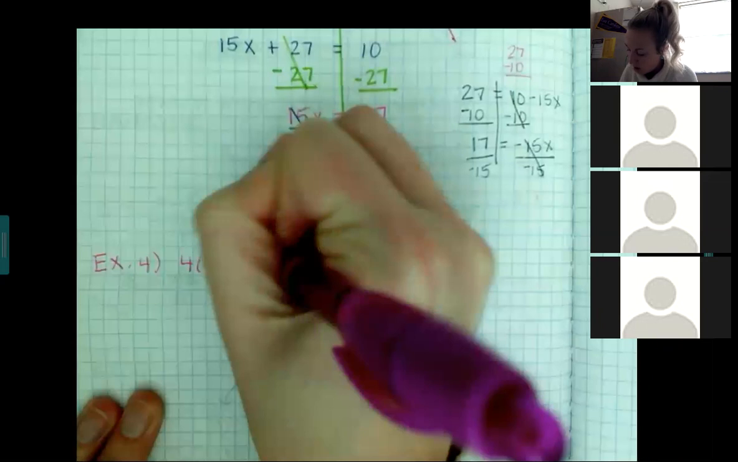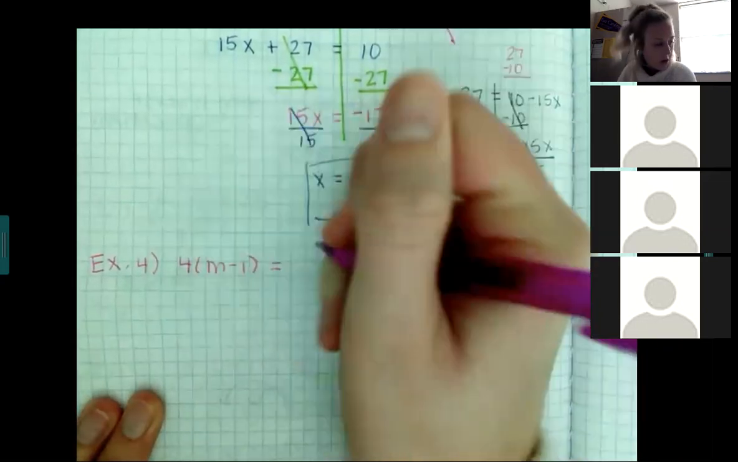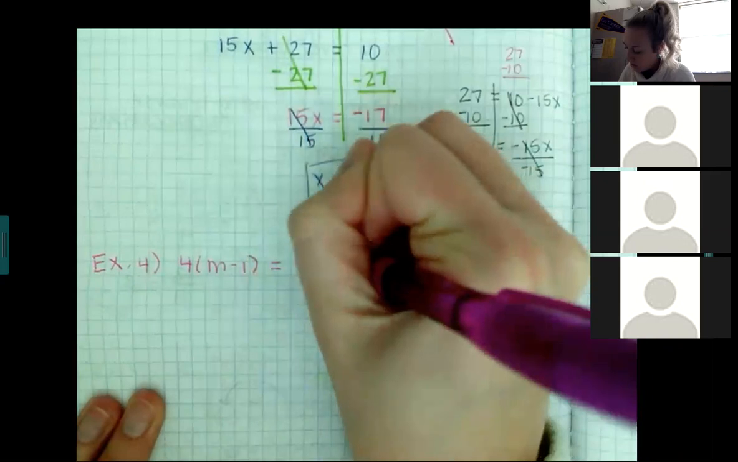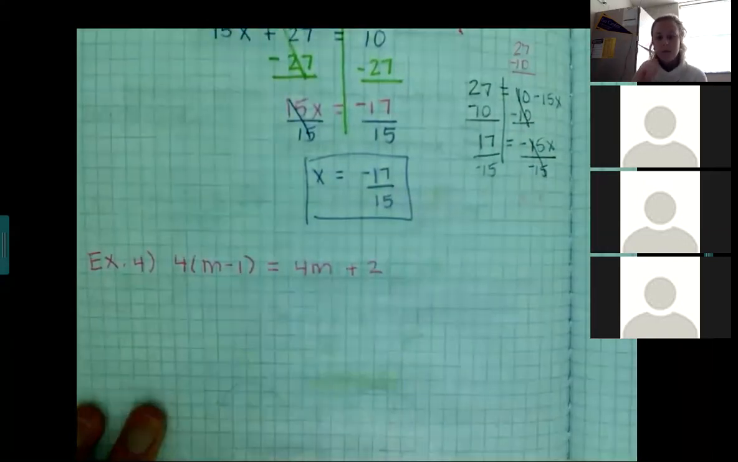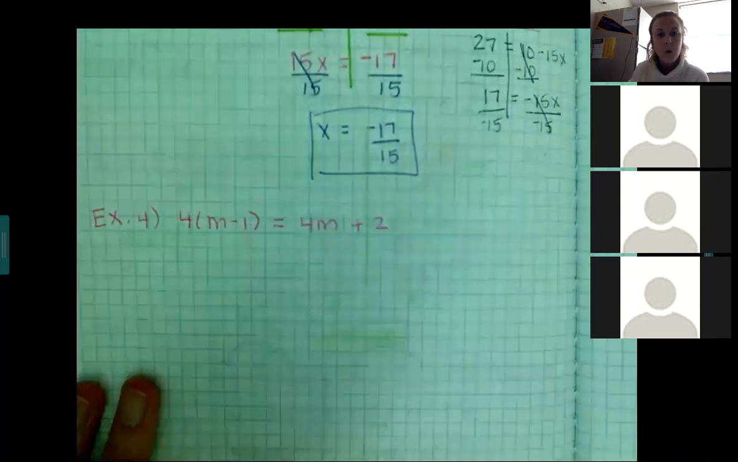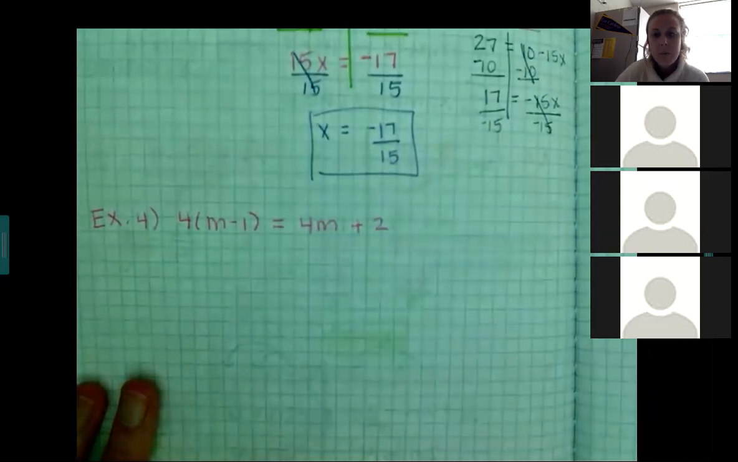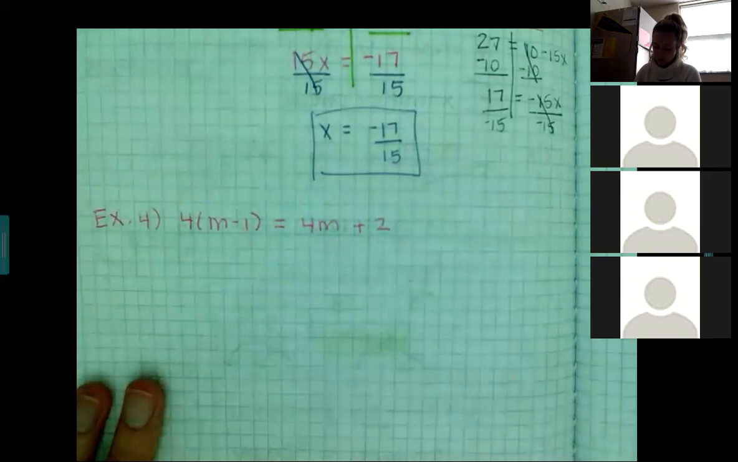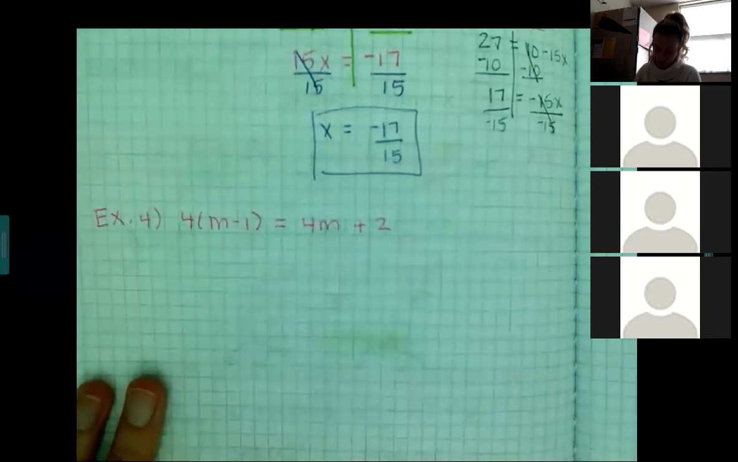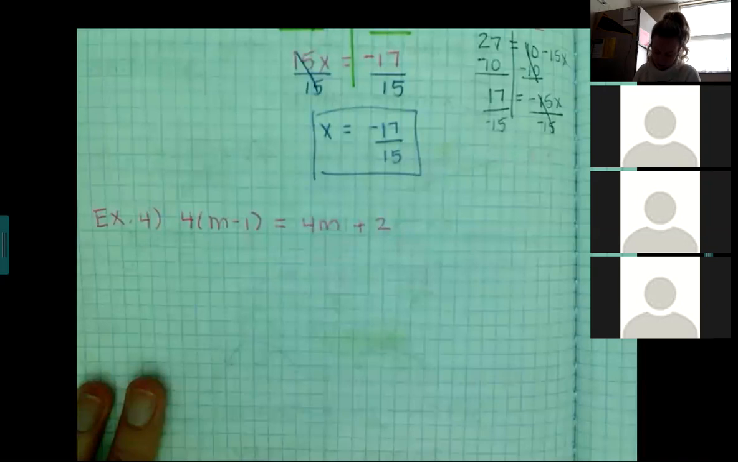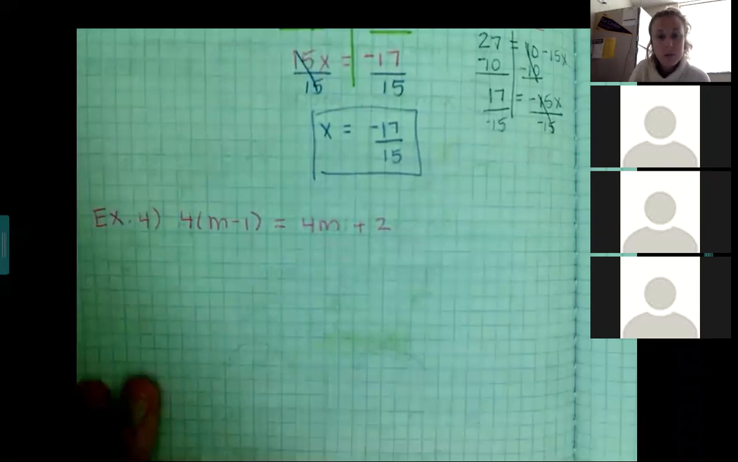This is going to be an easy one, Curtis, okay? Okay. He said, thank God. All right, y'all copy this one down. 4 times (m minus 1) equals 4m plus 2. All right, y'all ready? Yes.